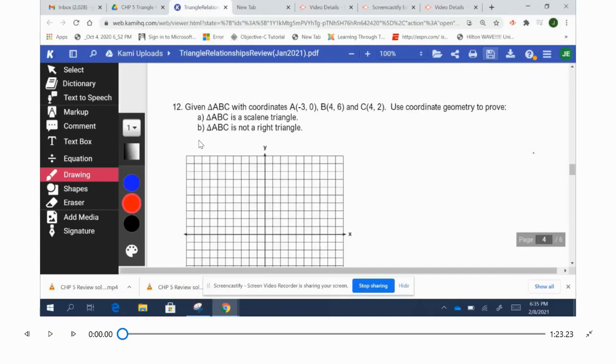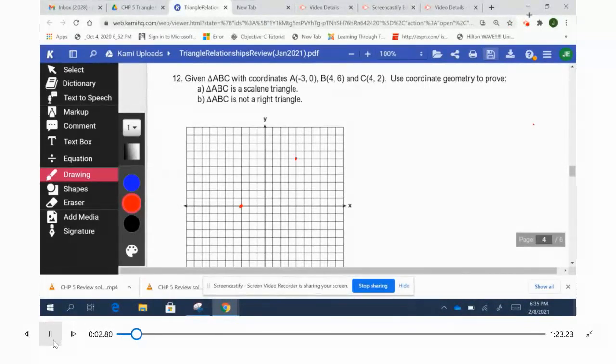Page 4 of our Chapter 5 review. Okay, so this is a full-on proof, so it's going to be a little more involved. For A, we're going to calculate the length of each side, show that all the side lengths are different, then it's scalene. For B, we're going to calculate all the slopes and show that none of the sides have slopes that are negative reciprocals.